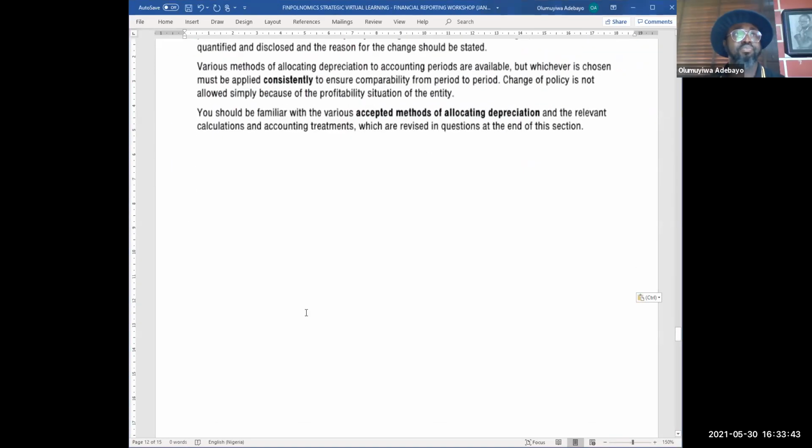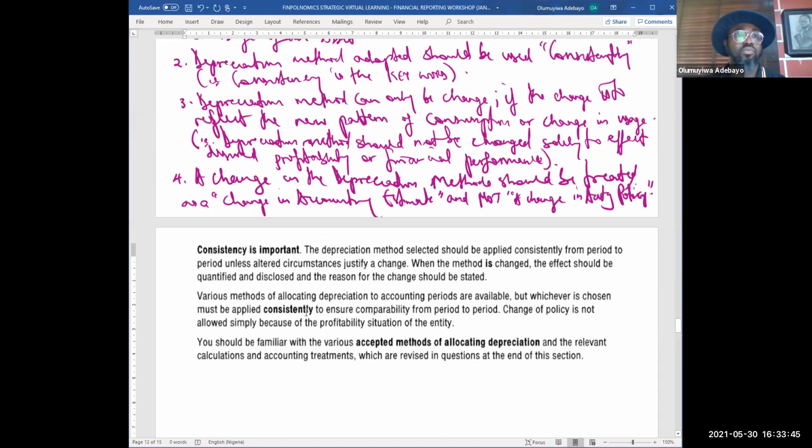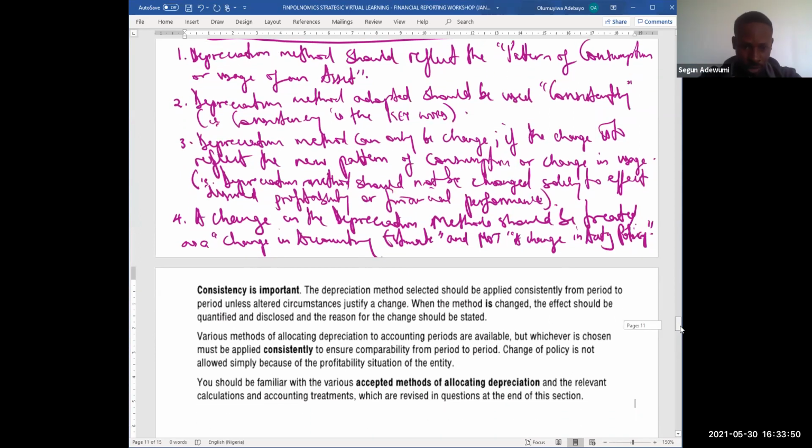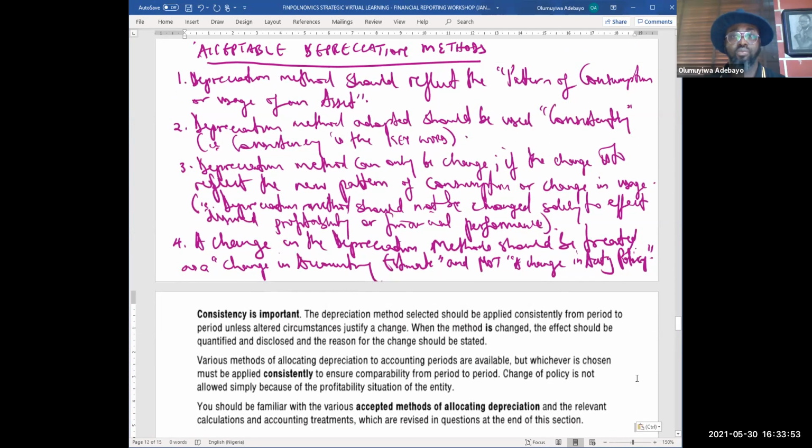Okay, can you read this? Okay, consistency is important. The depreciation method should be applied consistently from period to period unless altered circumstances justify a change. When the method is changed, the effect should be quantified and disclosed, and the reason for the change should be stated. Various methods of allocating depreciation to accounting periods are available, but whichever chosen must be applied consistently to ensure comparability from period to period.